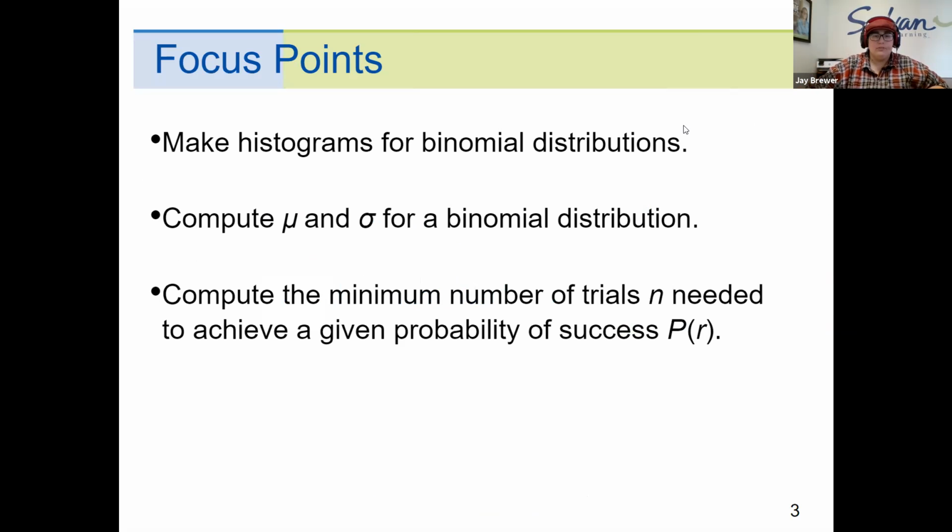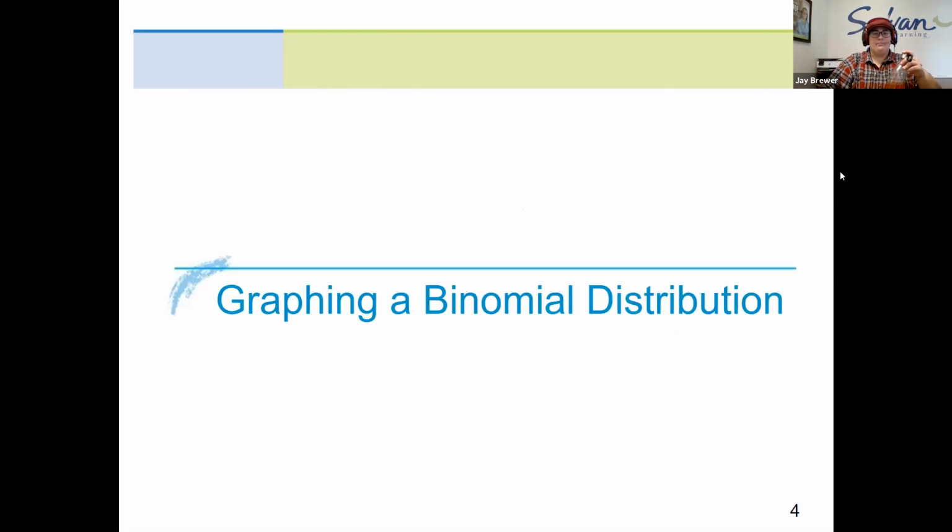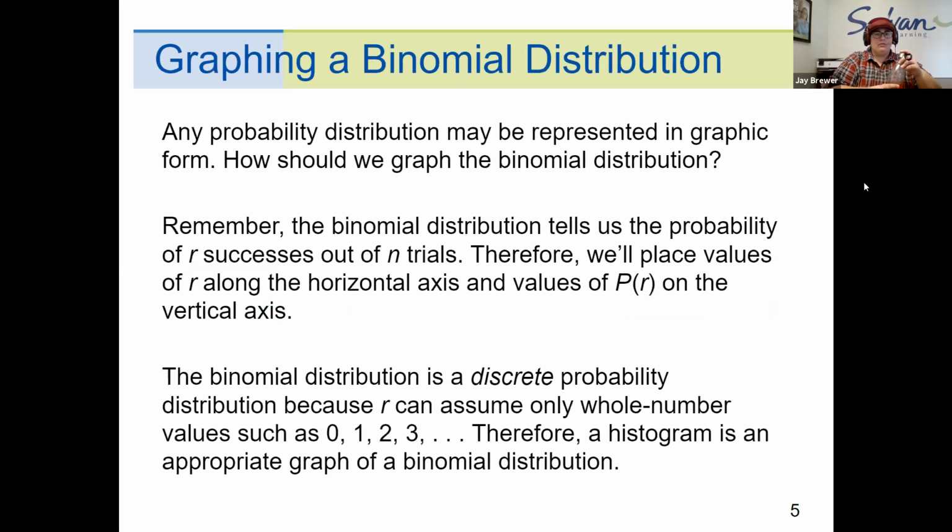Our focus points for this section will be making histograms for binomial distributions, computing mean and standard deviation for binomial distributions, and computing the minimum number of trials needed to achieve a given probability of success. Graphing a binomial distribution. Go ahead and read that. Let me know if you have any questions.